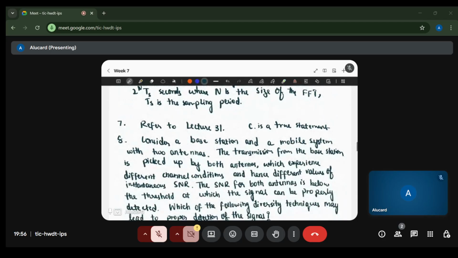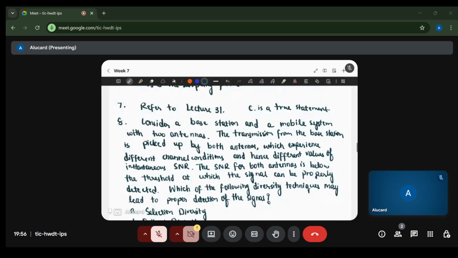For question 7, it's again a theoretical question. You can refer to lecture 31. All I can say is that C is a true statement. So you can look at the other options A, B and D again.